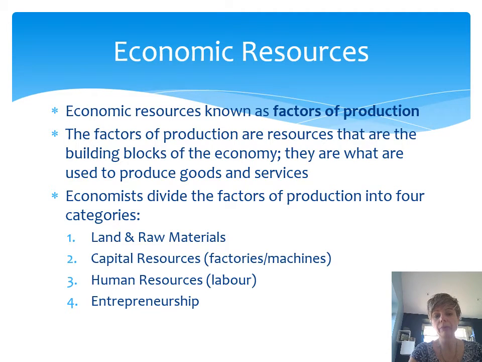And you'll remember this from when we learned about productivity. These were the inputs versus the outputs. So economics divide the factors of production into 4 different categories. The first category is land and raw materials. This is question number 3. The second category, capital resources. So these are factories and machines. This is not money. It's factories and machines. The third one is human resources. This is labor. And the fourth one is entrepreneurship.